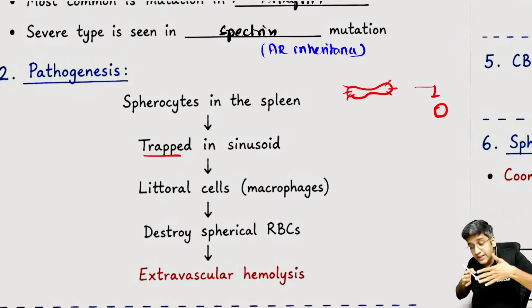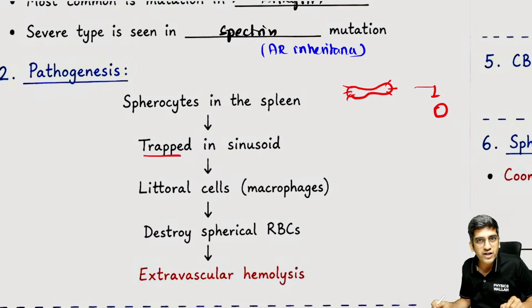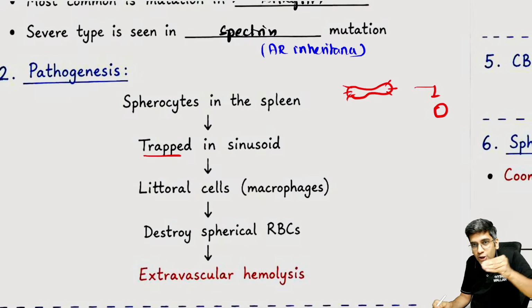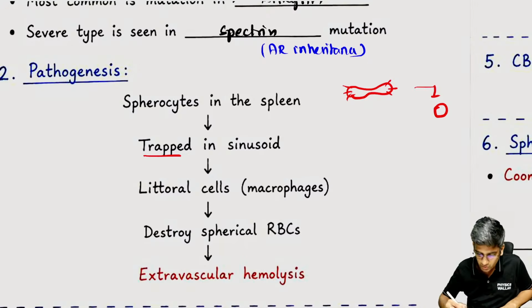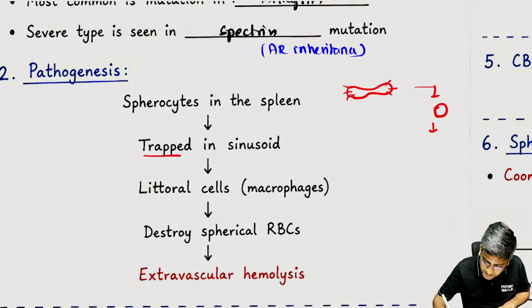Because you remember, in the spleen, they have to go narrow through the sinusoids. In the old edition of Robbins, there'll be a beautiful explanation for this. It's like an elephant trying to squeeze through a door. You can't squeeze through it, right? Because they're round, they're rigid, they can't squeeze through it, right? So this will get trapped inside the splenic sinusoids.